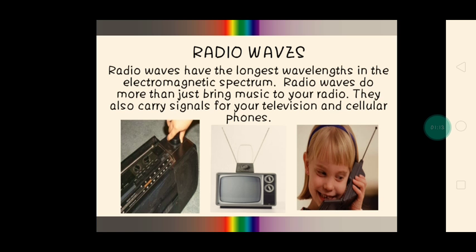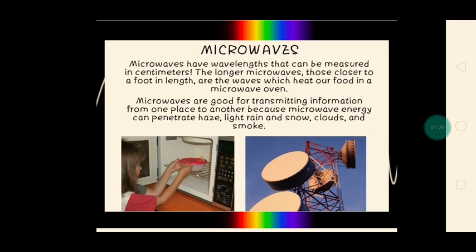The first one is radio waves. Radio waves have the longest wavelength in the electromagnetic spectrum. Radio waves do more than just bringing music to your radio. They also carry signals for your television and cellular phones.